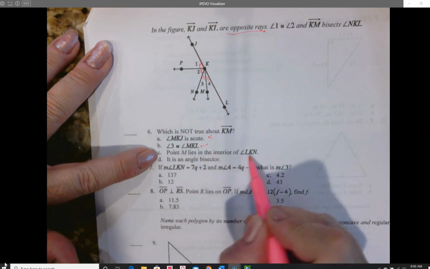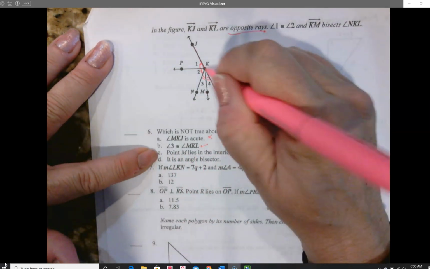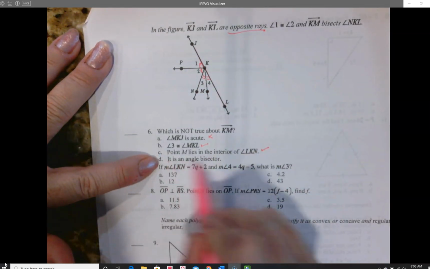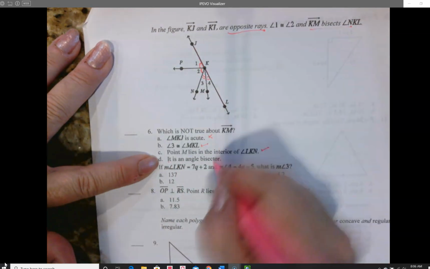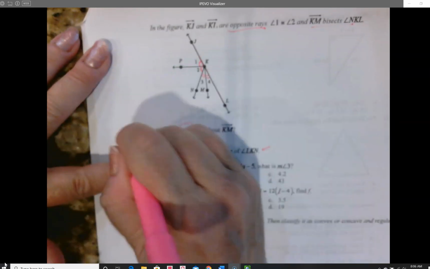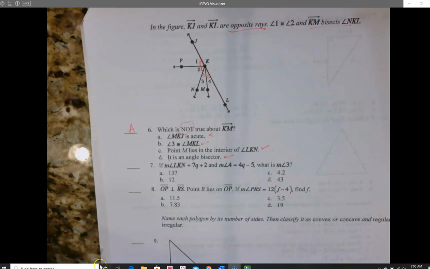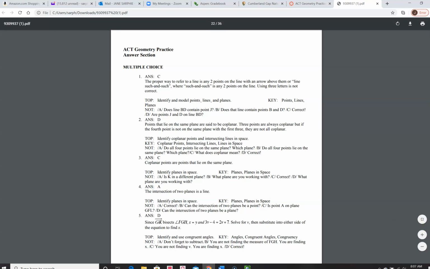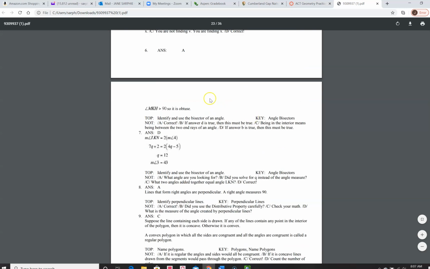Point M lies in the interior of LKN. So here's LKN. M is in the interior. And KM is an angle bisector because they told us. Since they're asking what's not true, I'm going to go ahead with choice A. And I'm going to check really quick on my answer key because on the ACT, I don't like to trust appearances. I only like to trust what they tell me. So number 6 is A. So we're good to go on that one.